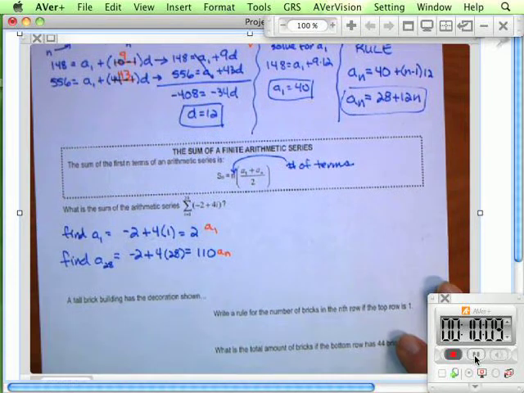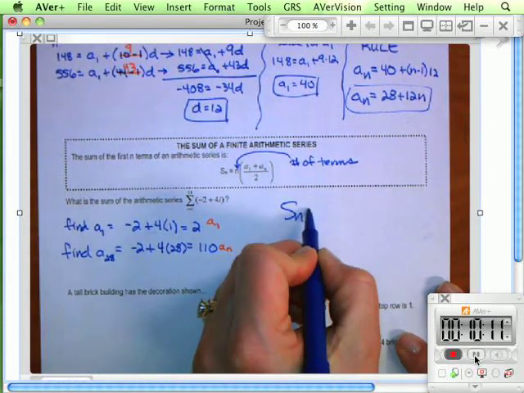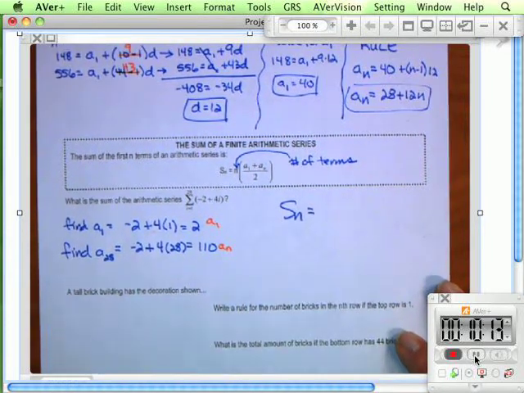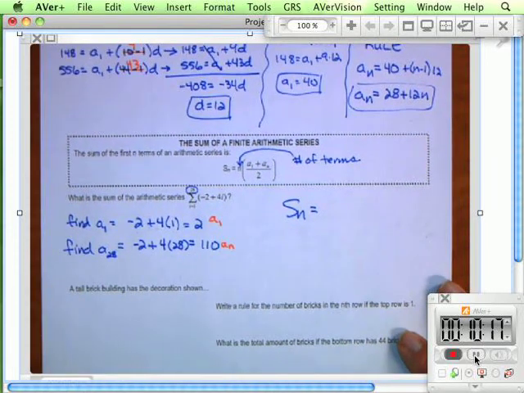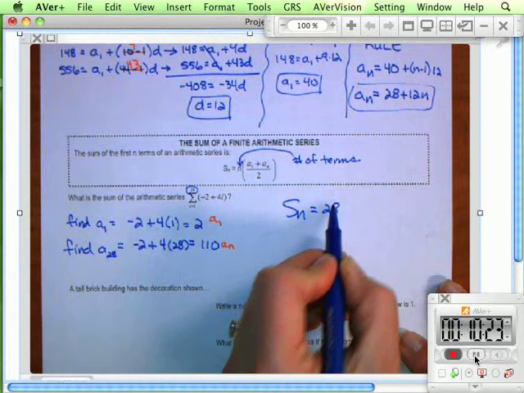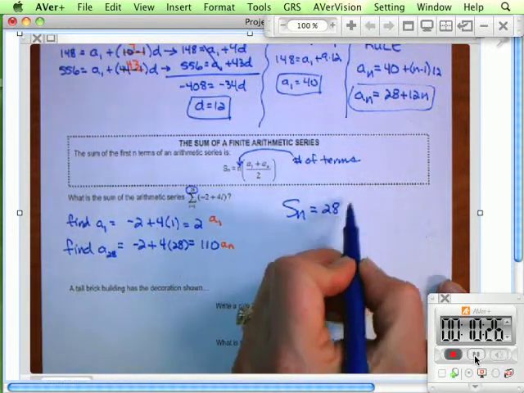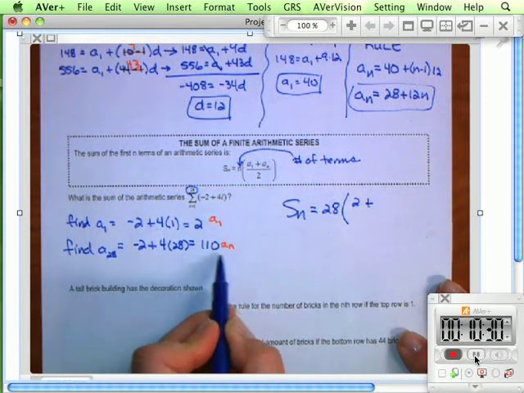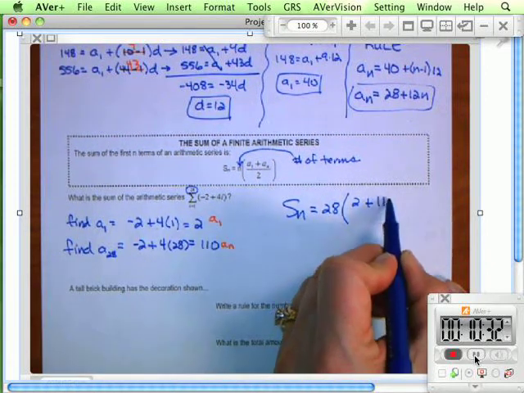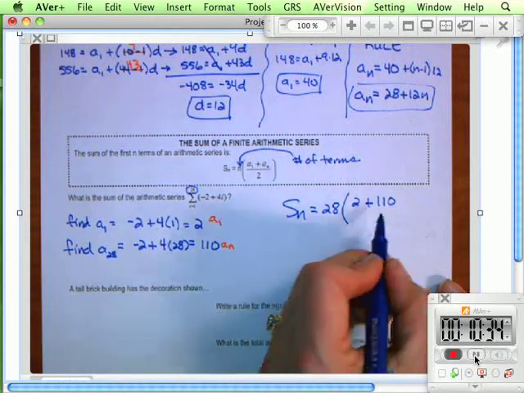So S of n equals, how many terms total do I have? 28, right? Because I'm going from 1 to 28. So I have 28 total terms, number of terms. And then A of 1 we found out to be 2. And the last term we found out to be 110. And all of that divided by 2.